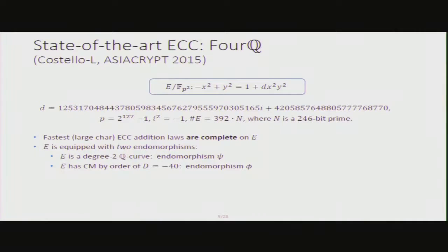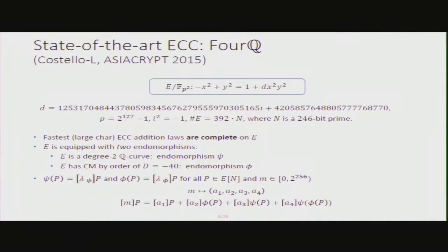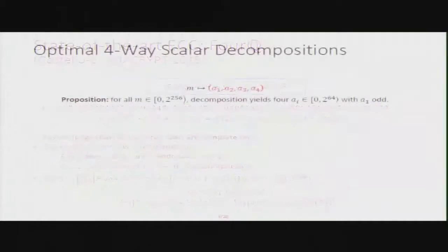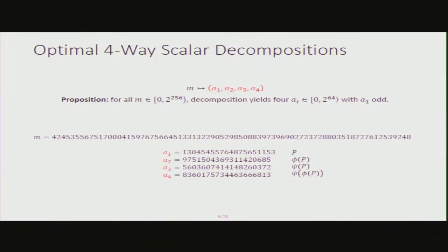So this curve has optimally two endomorphisms, and so what you can do with it is basically transform your original classical scalar multiplication, in this case expressed as m times P, to a multi-scalar multiplication with these mini-scalars a1 to a4. Now, we describe in the main paper that we published in Asiacrypt 2015 a decomposition method. It's optimal in the sense that you can input any scalar m that has 256 bits, and you decompose it into exactly four mini-scalars a_i with a maximum size of 64 bits each. So something like the following. Let's suppose we have a scalar m, and then with the decomposition method, you can obtain these four mini-scalars, which are 64 bits maximum.